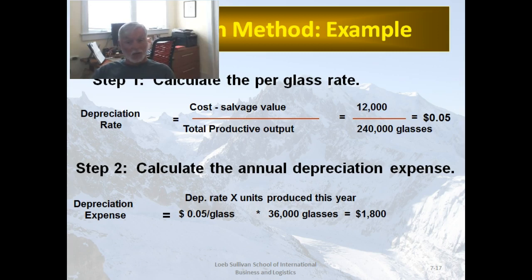At any rate, the depreciation for year one then will be 5 cents times 36,000 glasses, or $1,800. So that's a production or activity-based method. So hopefully that's useful. I didn't go through the accelerated method because I'm not going to ask you to learn it, but accelerated methods, there are lots of different ones that are acceptable, but they basically move more of the cost of the asset to the beginning of the life of the asset instead of the end of the life of the asset.